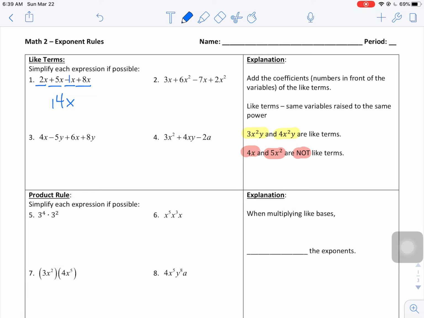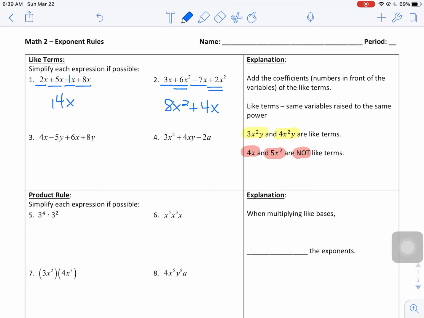On number 2, looks like we have two different sets of like terms. I see a 3x that matches with a negative 7x, and then I see a 6x squared that matches with a 2x squared. 6x squared plus 2x squared is 8x squared. 3x plus negative 7x is 4x.